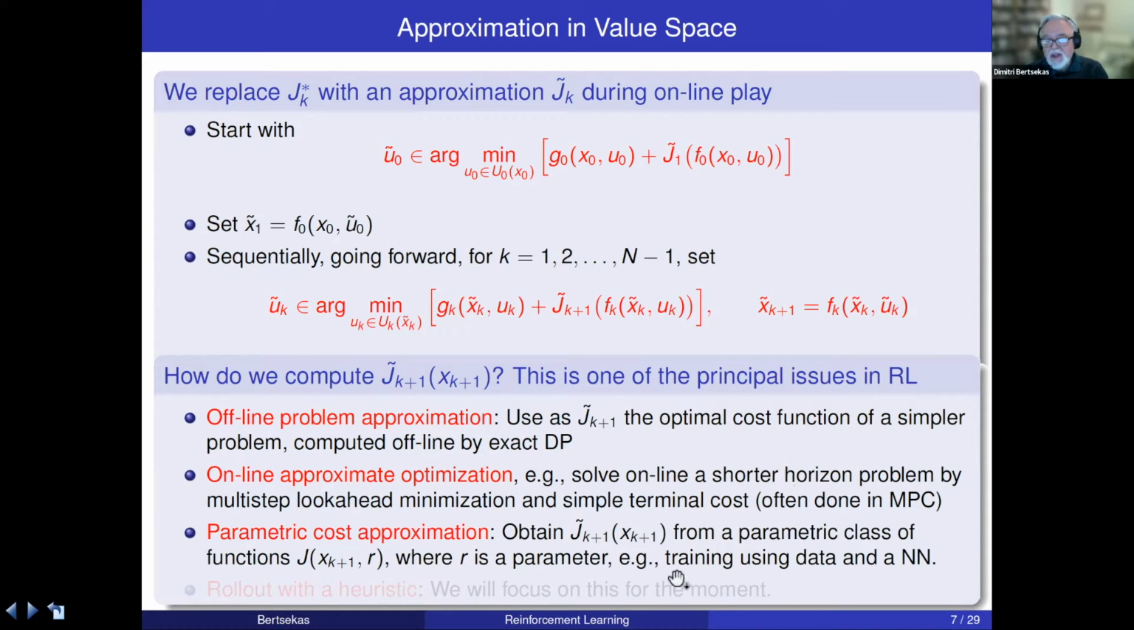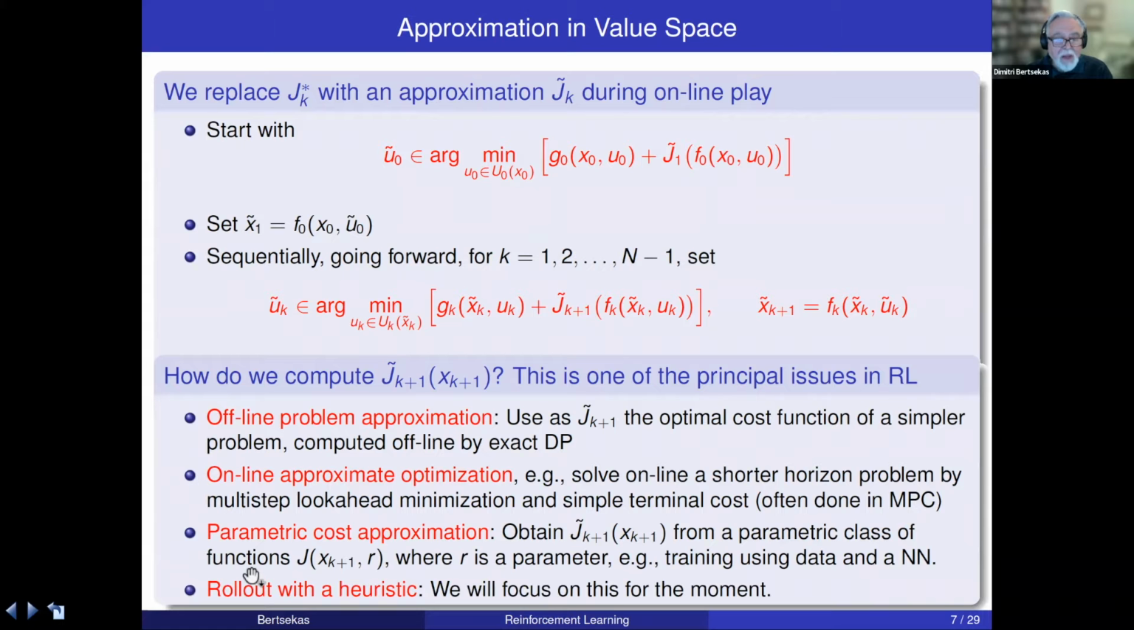Another possibility is to do training using neural networks or some other kind of approximation architecture, where we calculate these J tildes by selecting them from a parametric class of functions that depend on state and also depend on a parameter. This parameter is the set of weights of the neural network, for example. And we train the neural network, find parameters that fit data, and then we plug them in here, and that's going to be our J tilde. That's a very popular method, and we're going to discuss this extensively later.